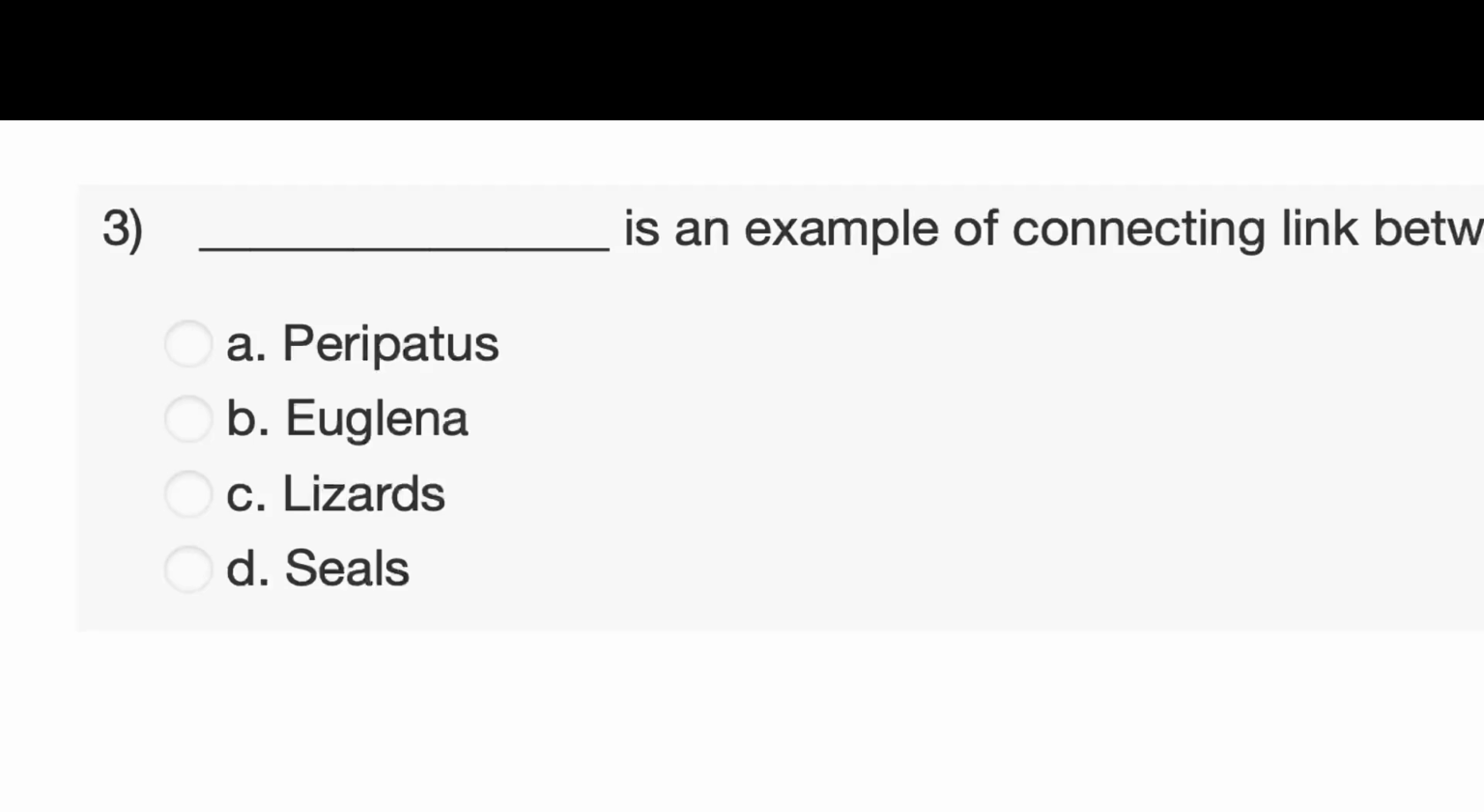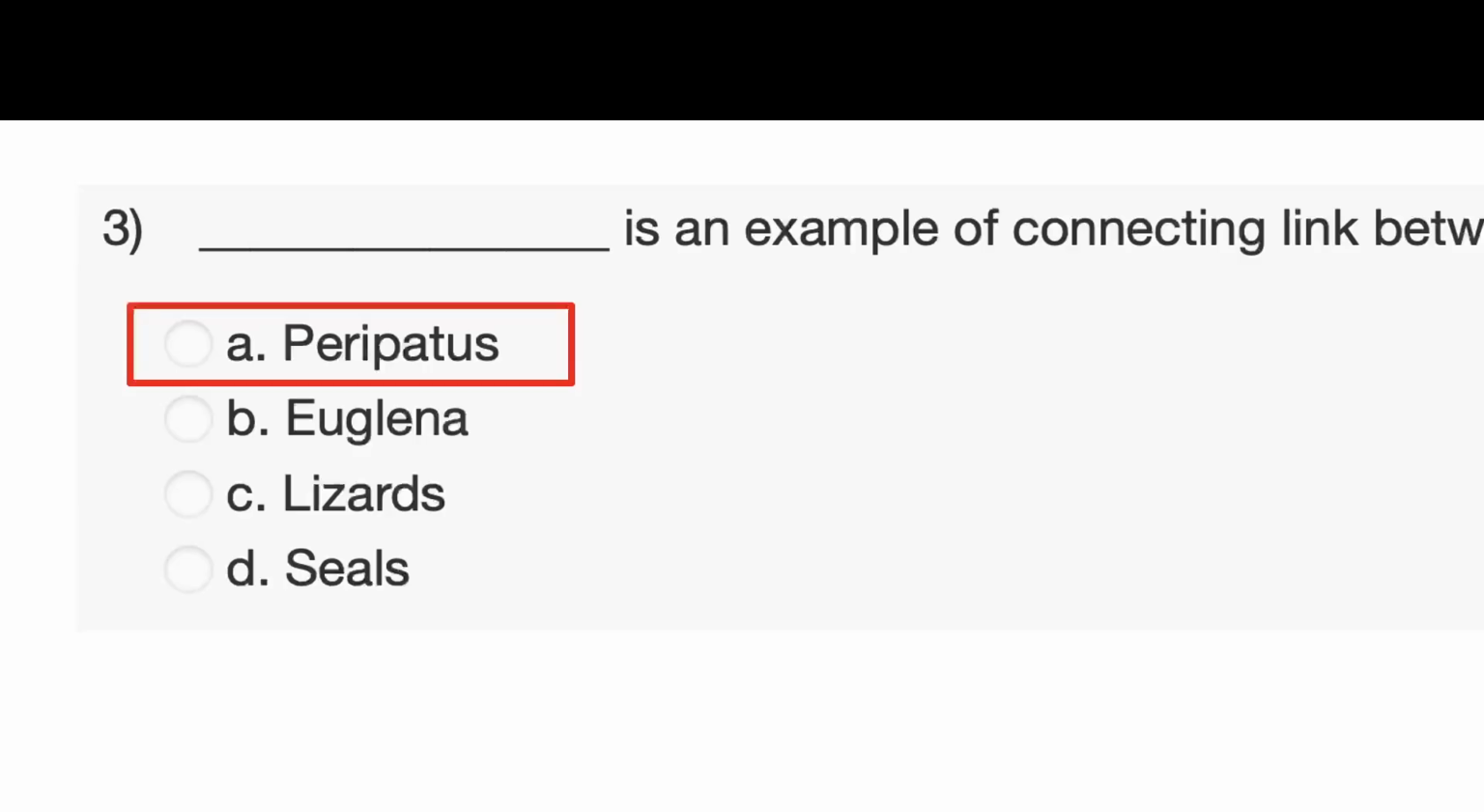Okay, let's check what is the correct answer. You guys are all correct. The correct answer to this question is peripatus. Option A, peripatus is the correct answer. Peripatus is an example of a connecting link between the insects or the arthropods and the annelids.